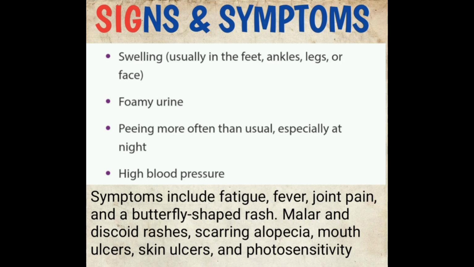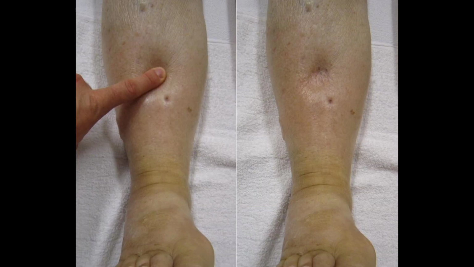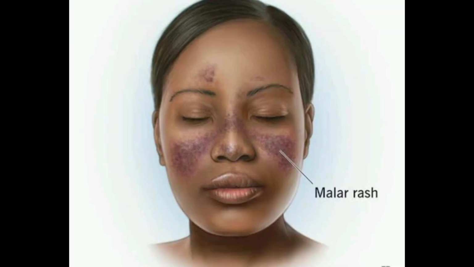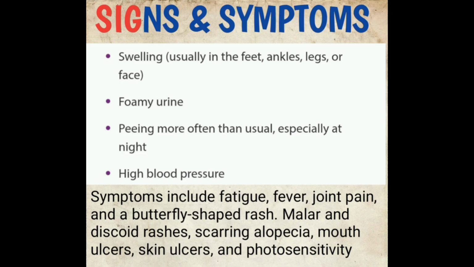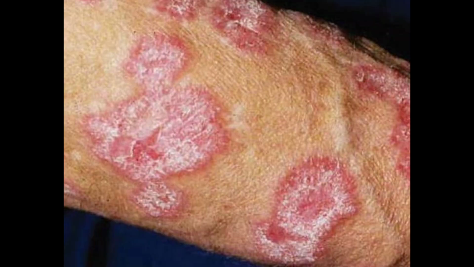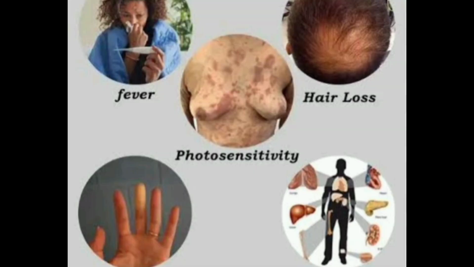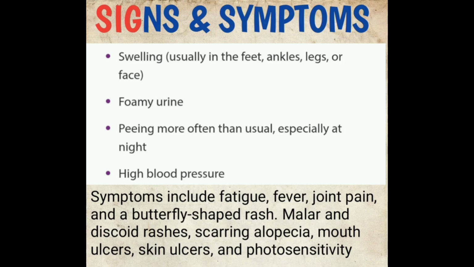Swelling, usually in the feet, ankles, legs, that's what is displayed. Foamy urine, peeing more often than usual, especially at night. That's common. High blood pressure. Symptoms include fatigue, fever, joint pain, and a butterfly-shaped rash, as seen there. Malar, as shown. Discoid rashes, scarring alopecia, mouth ulcer, skin ulcer, and photosensitivity. That is when you now ascribe these reactions to the sunlight. That's why they call it photosensitivity.